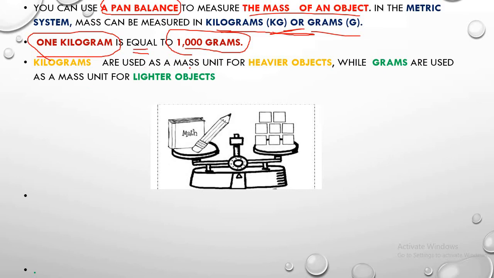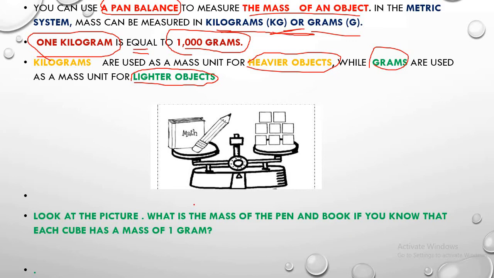Kilograms are used as the mass unit for heavier objects, while grams are used for lighter objects. So if I want to measure a heavier object, like a tomato or fruits, I use kilograms. I can say I buy 1 kilogram of tomato, 1 kilogram of potato, while grams are used to measure a lighter object.